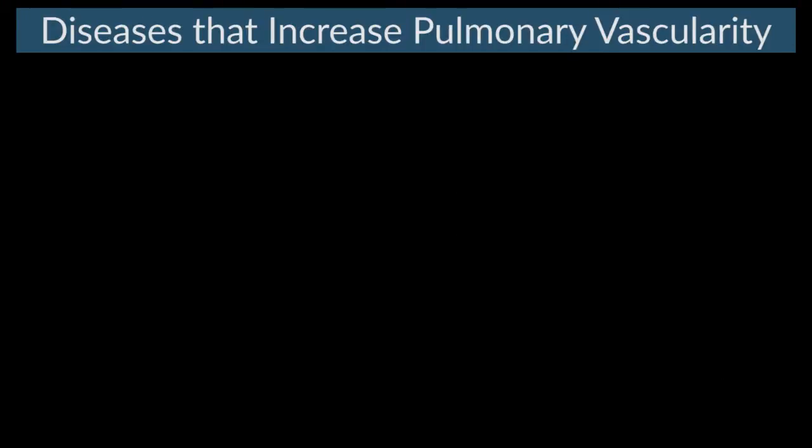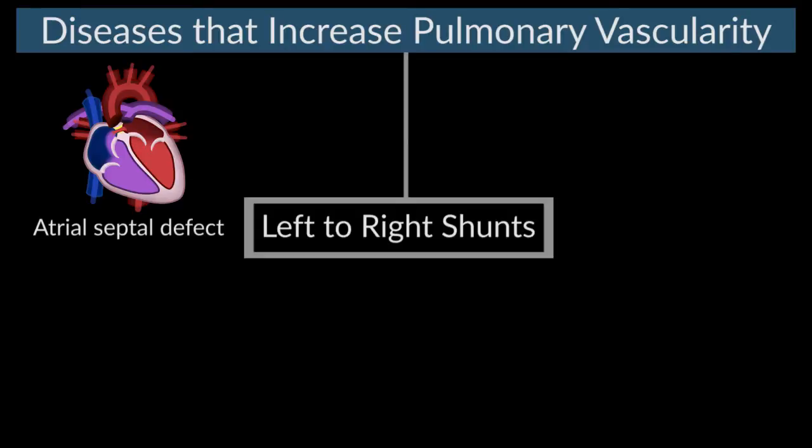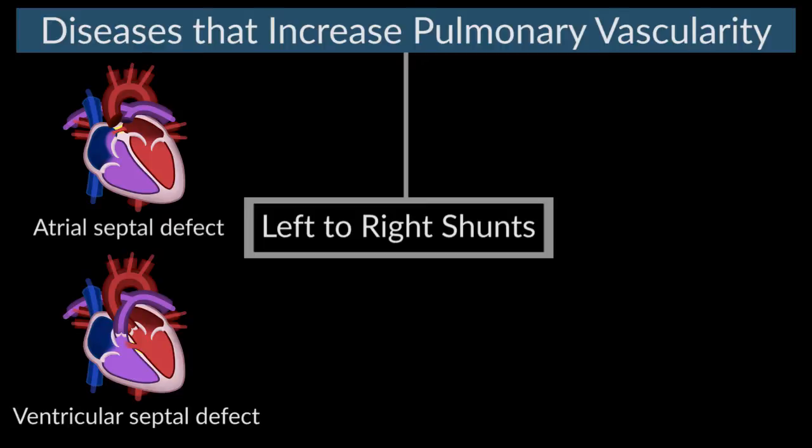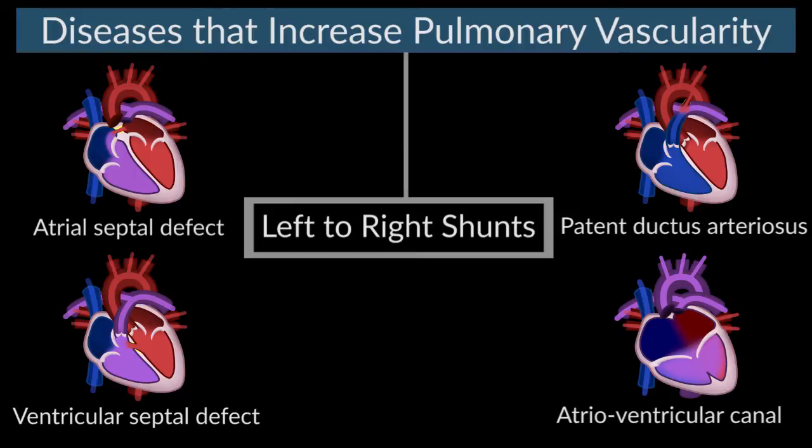Diseases that increase pulmonary vascularity are almost always related to left to right shunts. And the most common ones are atrial septal defects, ventricular septal defects, patent ductus arteriosus, and atrioventricular canal.